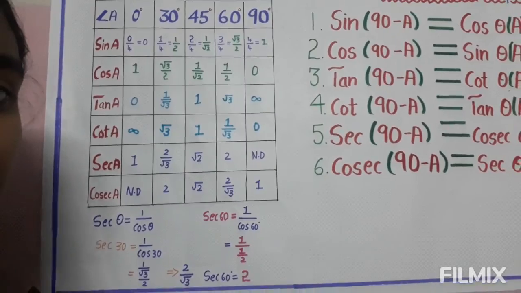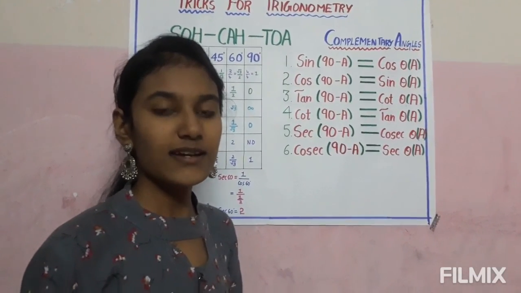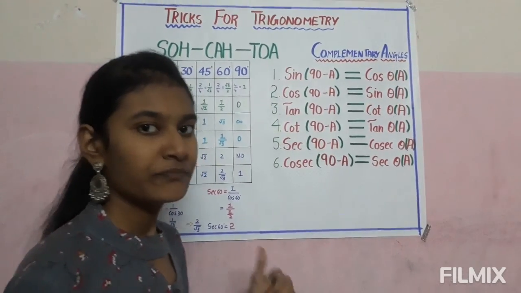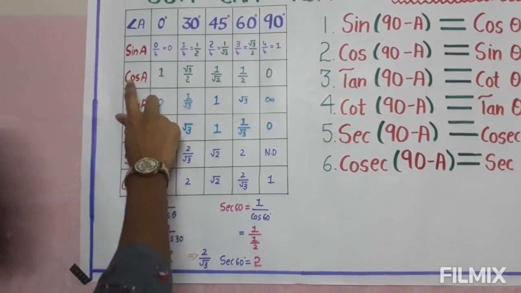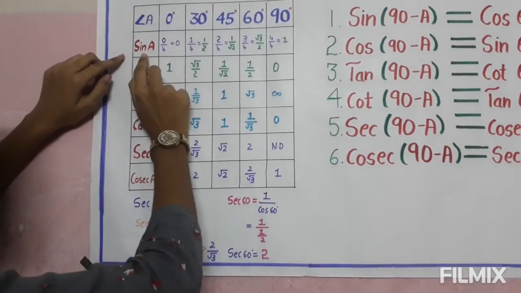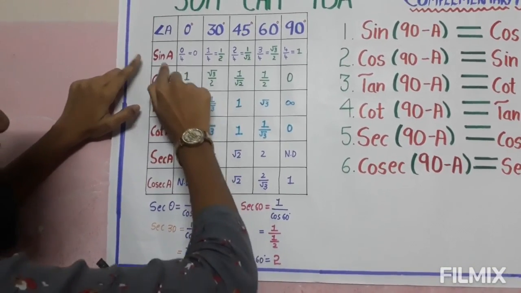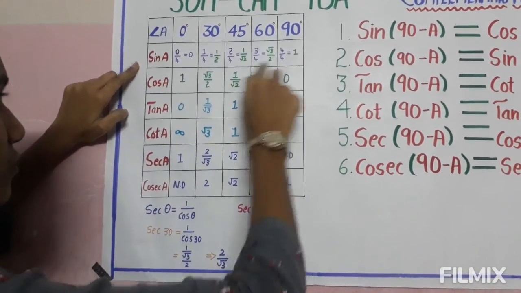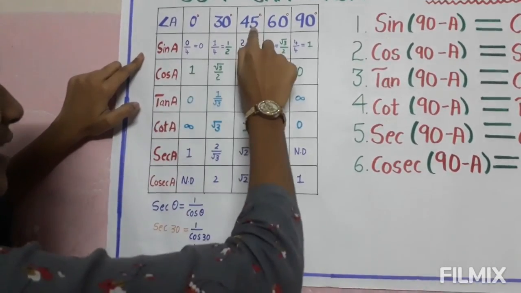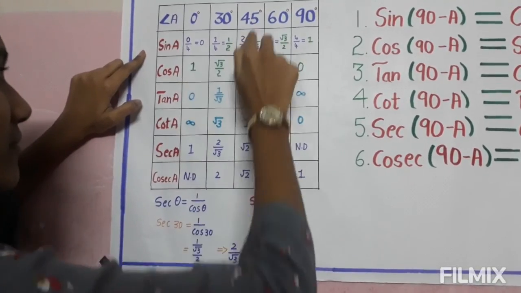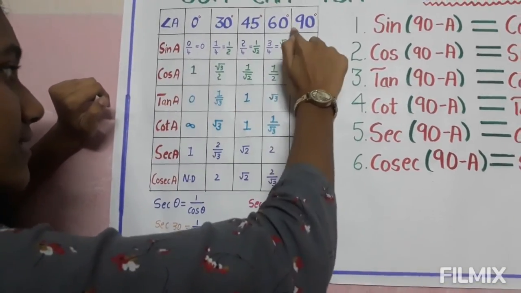Now, as I already told you, there is a property where all the trigonometric functions and ratios are related to each other. So this property is used here. The values for cos angles will be the inverse values of sin theta. If sin 90 is equal to 1, then cos 0 will be 1. If sin 60 degree is root 3 by 2, then cos 30 degree will be root 3 by 2. If sin 45 is 1 by root 2, then cos 45 will be 1 by root 2. If sin 30 degree is 1 by 2, then cos 60 degree will be 1 by 2.